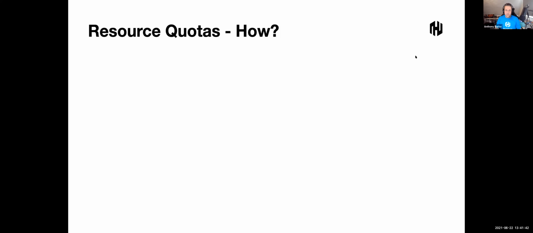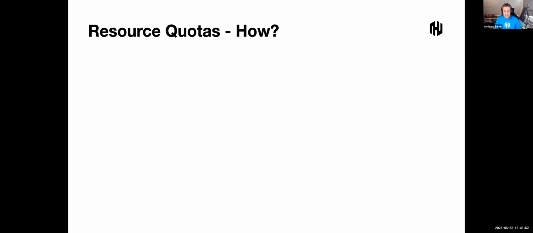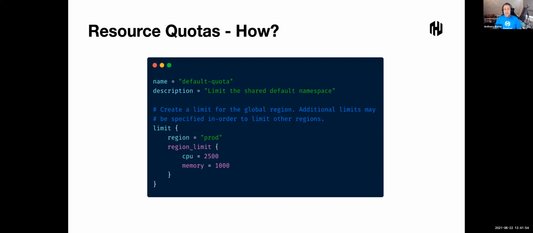So how about the resource quotas, right? I can initialize the quota spec. So Nomad quota init, and it will generate me an HCL file, which will have the quota spec in it. I'm going to go into that quota spec and name it default quota. I'm going to assign the limit. You can see here, the region is production. The limit is 2500 megahertz CPU and 1000 meg of memory.